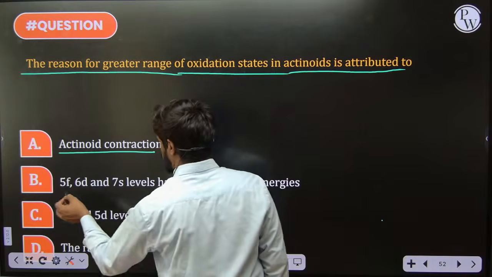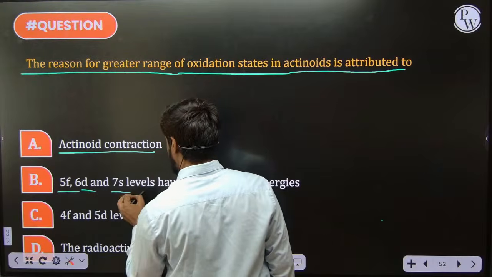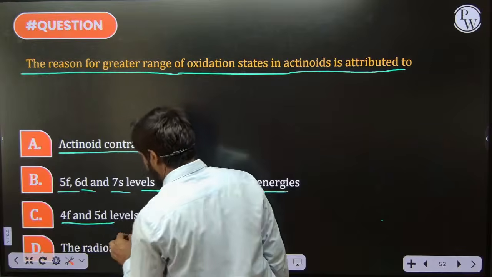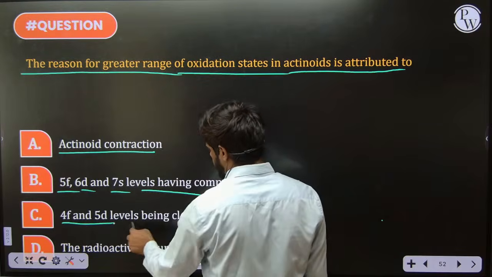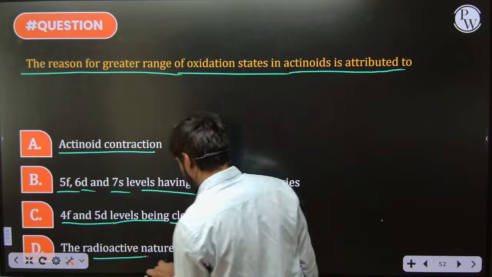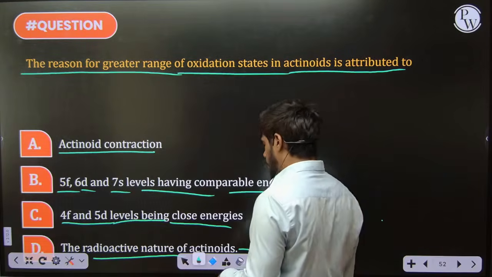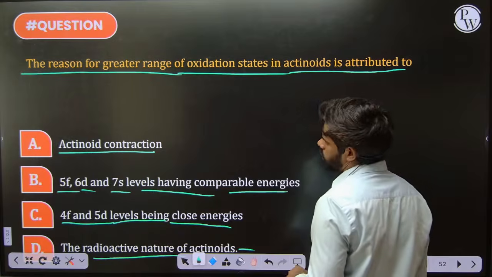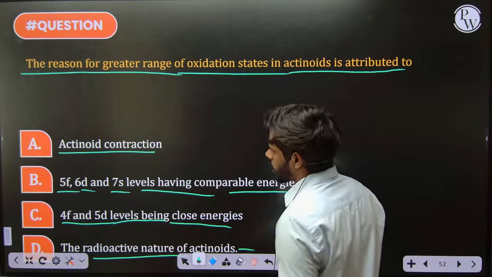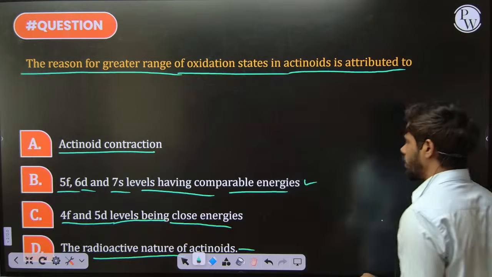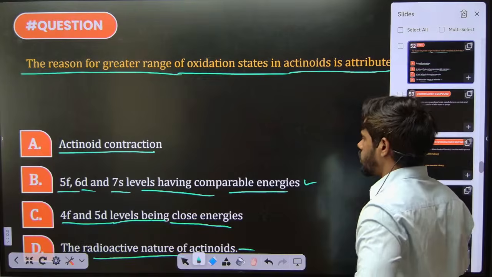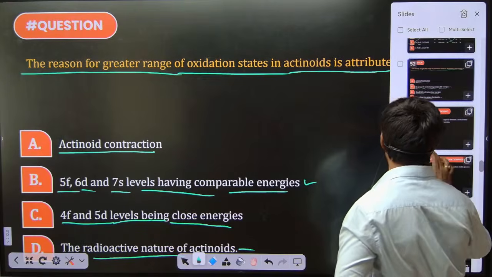The 5f, 6d and 7s levels have comparable energy. The 5f and 6d levels are close in energy. The radioactive nature of actinides is also there. So that is also a reason for the variable oxidation states in the case of actinides.